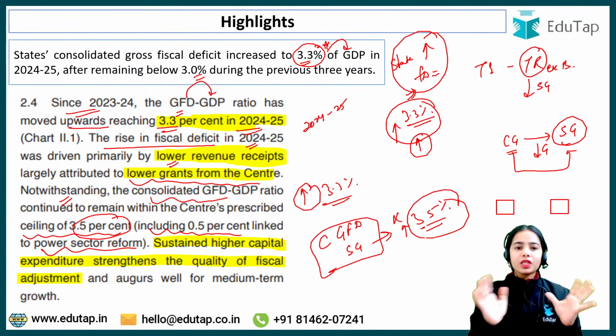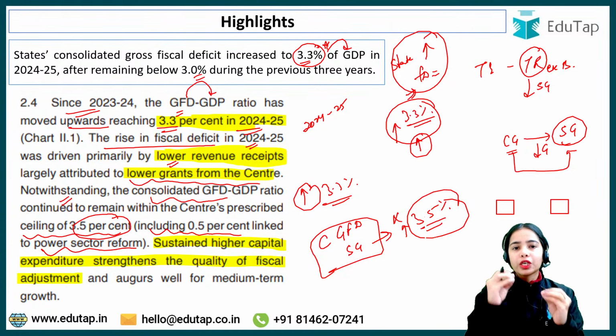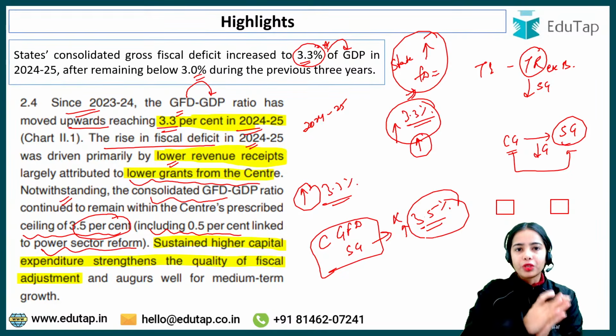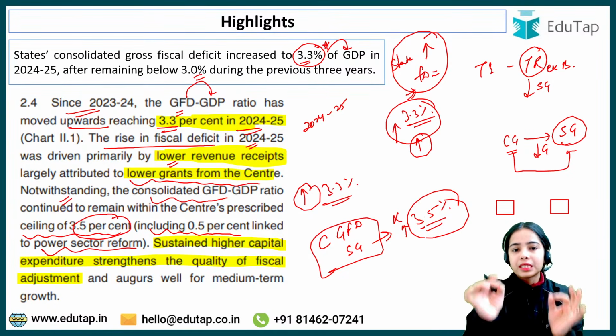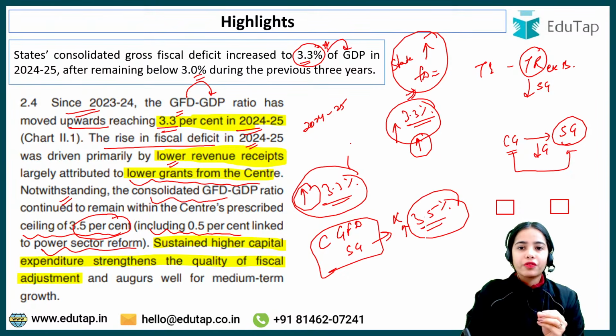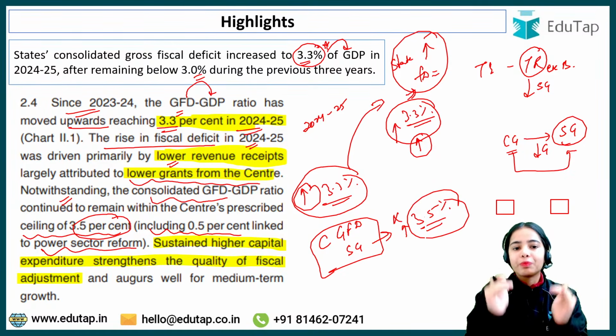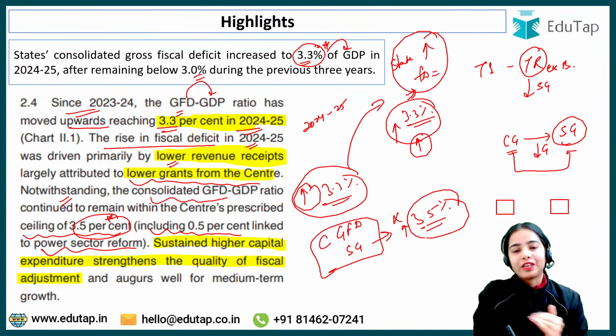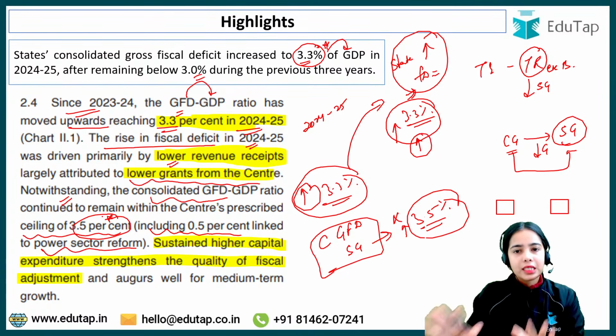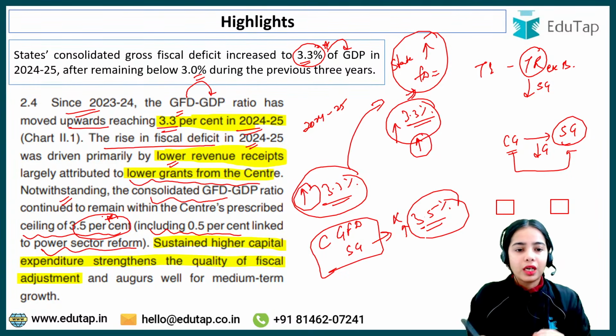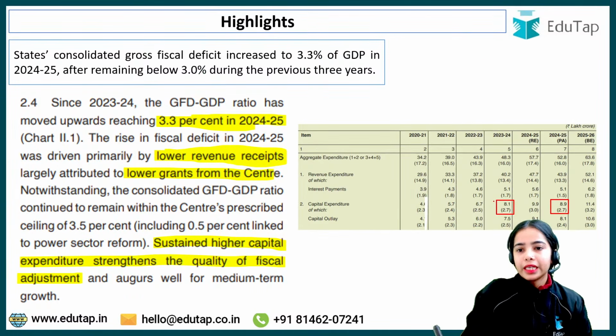So this is the idea that the gross fiscal deficit has increased from 3% to 3.3%, but the 3.3% fiscal deficit of the states is still below the ceiling of 3.5%. So that means it is still sustainable. The problem is not very big. Sustained higher focus was also given to expenditure.